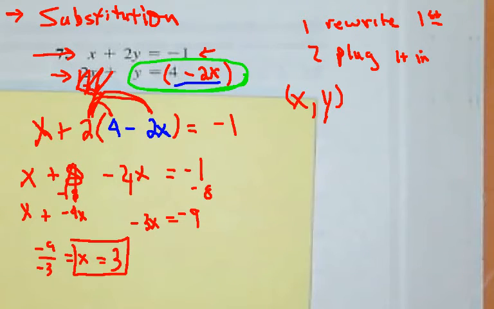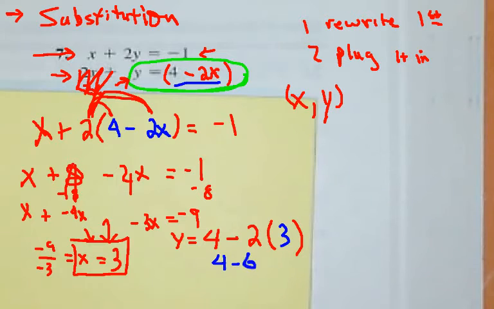So it tells me right there that y equals 4 minus 2 times x. Well, I know what x is. Yay! Look right there. X is 3. So all I have to do is plug 3 into my problem and then solve it. What's that? 4 minus 6. Well, that's pretty easy. Y equals negative 2. Yay!